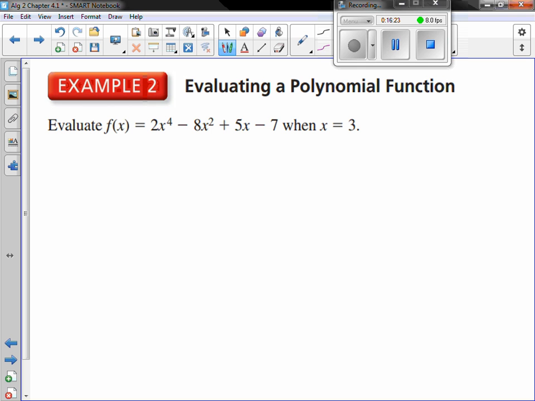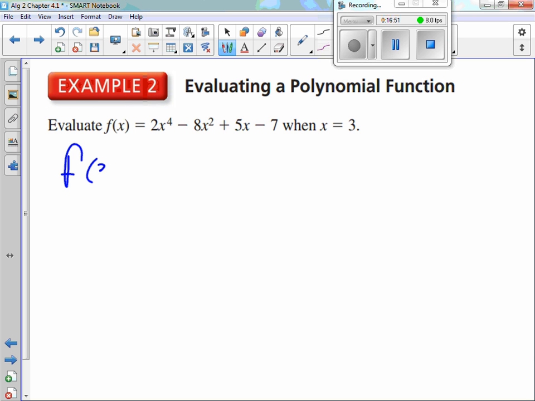So let's look at this one here. Okay. I'm going to cue this up. So evaluate f of x equals 2x to the fourth minus 8x squared plus 5x minus 7 when x is equal to 3. What are we doing? We're plugging in 3 for every value of x. So the way we'd really write this is f of 3. I replaced x with 3, yes? So everywhere there's an x over here, I'm going to replace it with 3.